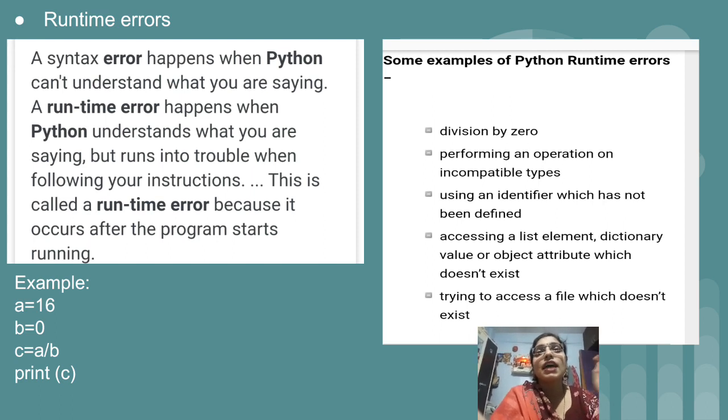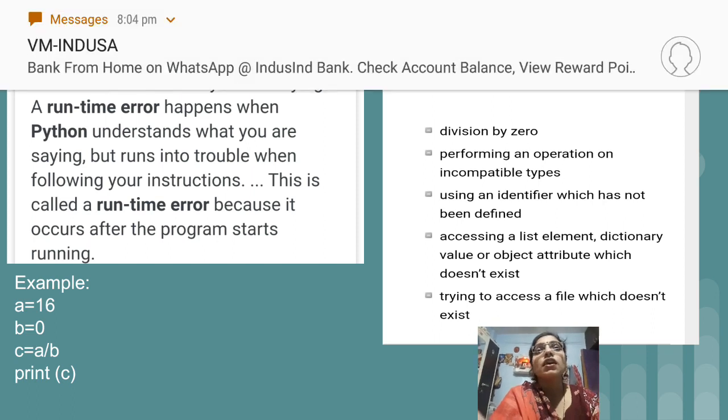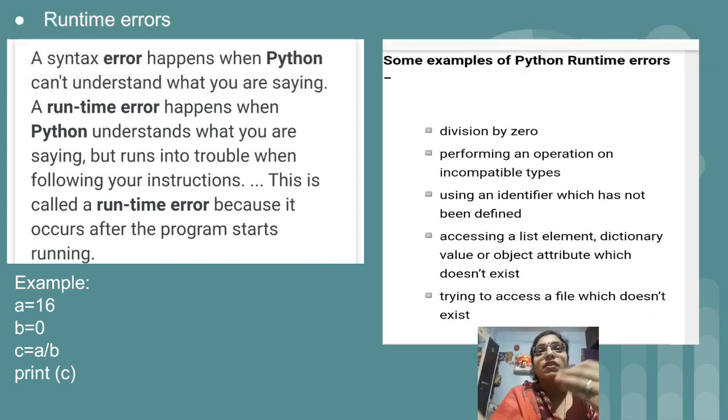The same example I have given: I have initialized a equal to 16, b equal to 0, and then I am performing a divided by b, and I want to store the final answer of a divided by b into the variable c, and then print c. After execution of this program, you will get an error message. Why? Because we cannot perform division with 0. We cannot divide any number by 0. This is the error that is called a runtime error.